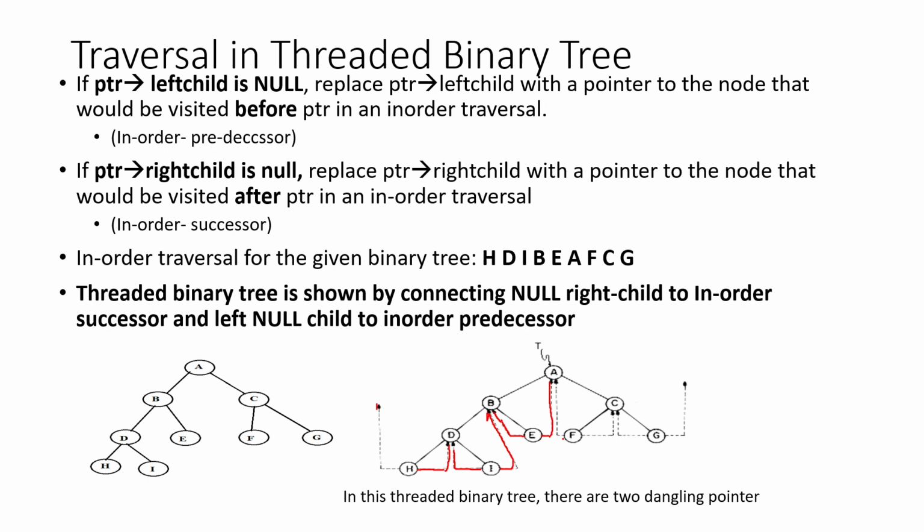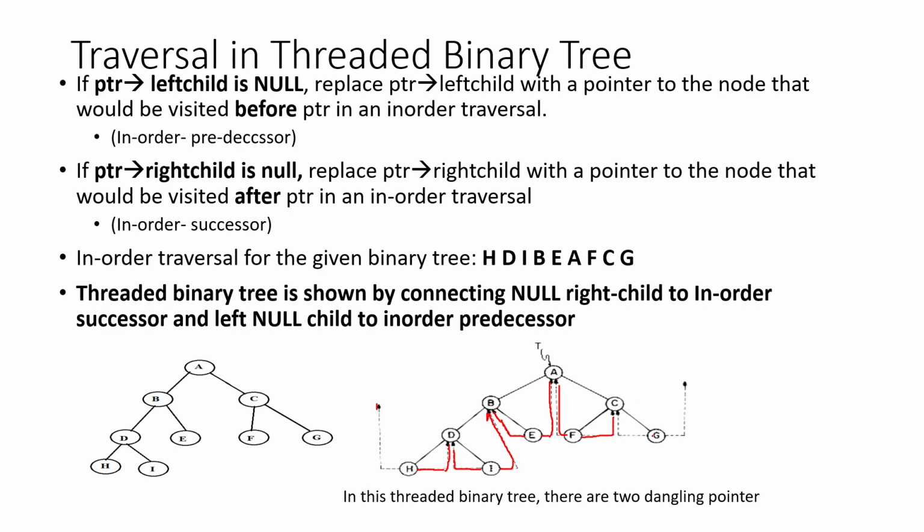If the left link is null, you have to connect it to the predecessor. For F, the previous node is A. You have to connect it like this. As it is a child node, external node, leaf node, the right link is null. You have to connect to the successor. F's successor is C. You have to connect it here.